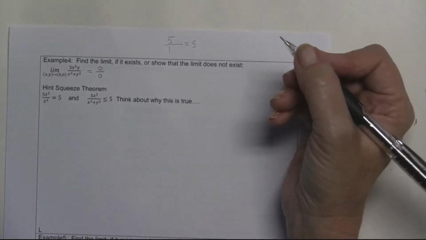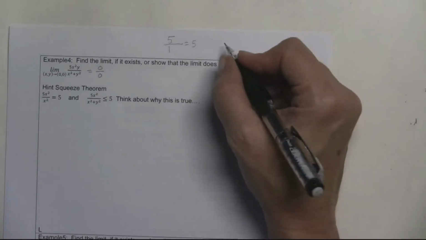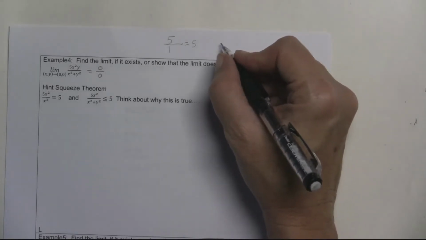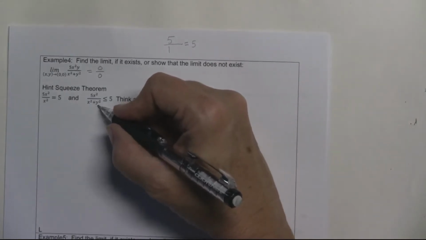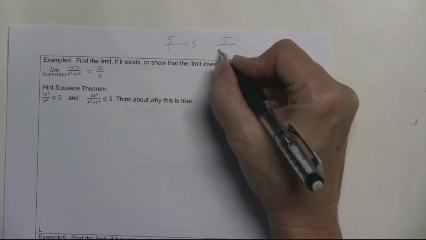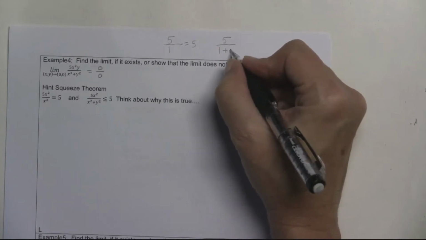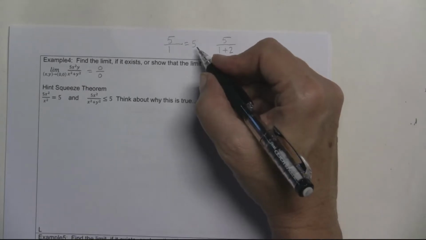And so I'm just changing this into numbers just so that you can see what I'm saying is true. Now if I said to you, I'm going to add a positive value, y squared is a positive value, right? So I'm going to add something to that denominator. So I'm going to add a positive value 2. Now, is that still going to be equal to 5?